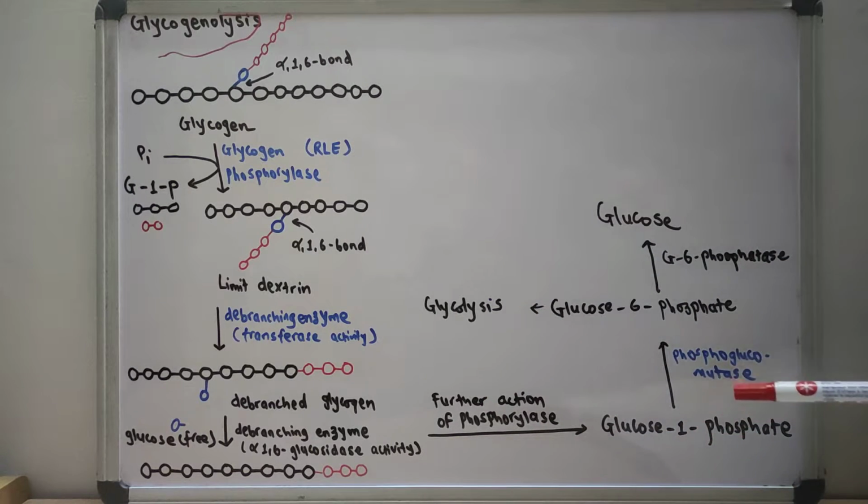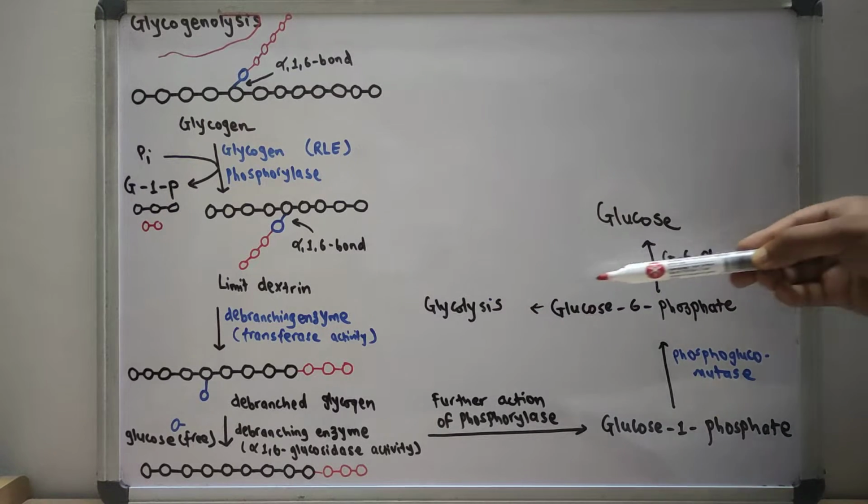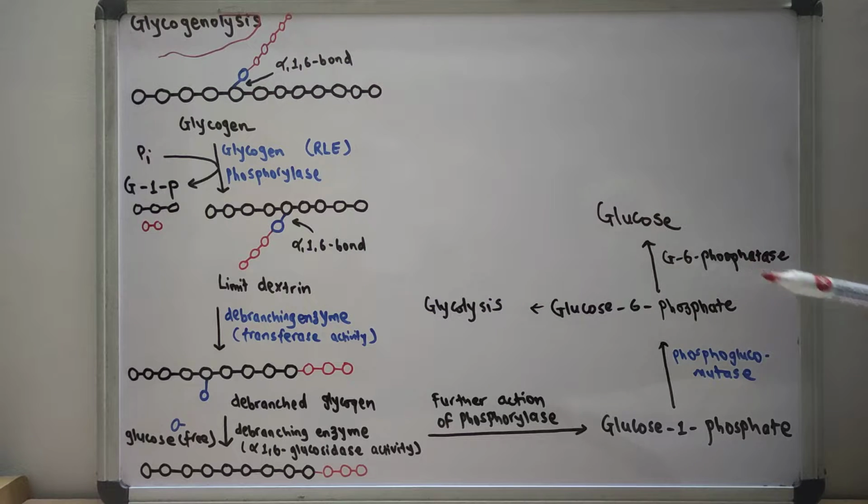the phosphorylase forms the glucose 1 phosphate, and on the action of phosphoglucomutase on the glucose 1 phosphate, there is formation of the glucose 6 phosphate, and from this glucose 6 phosphate there can occur glycolysis, or upon the action of glucose 6 phosphatase on the glucose 6 phosphate, there is formation of the glucose. So these are the brief steps of the glycogenolysis.